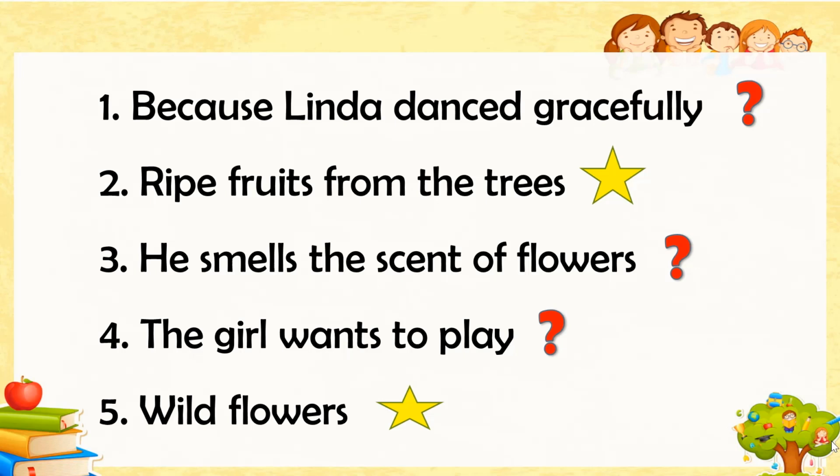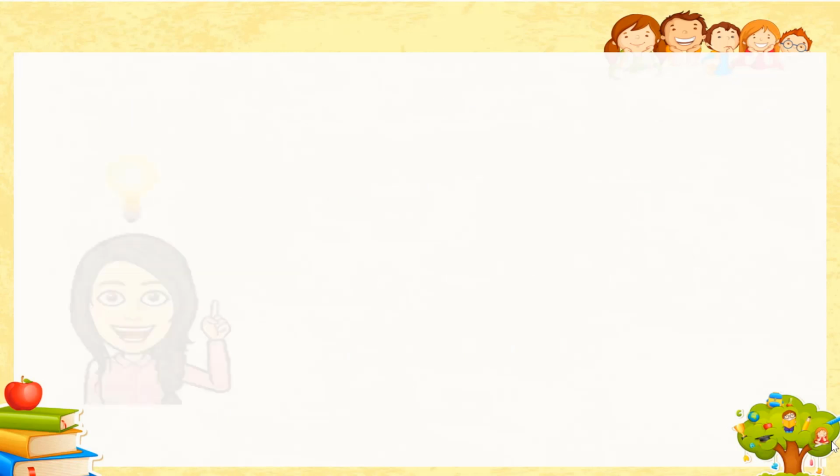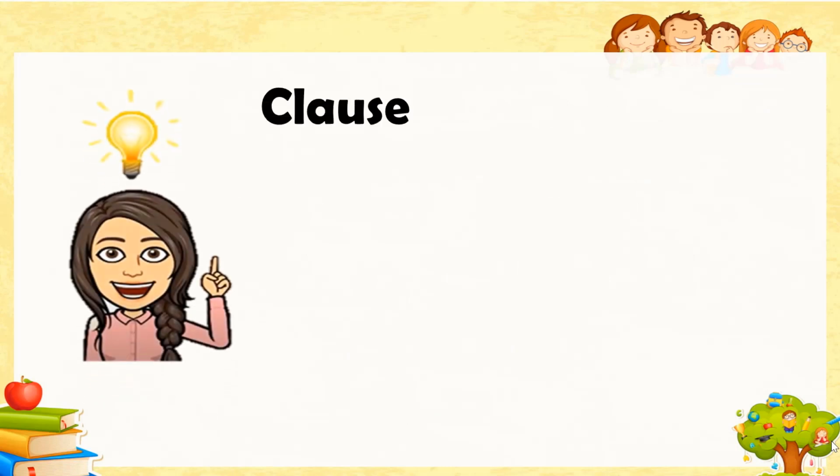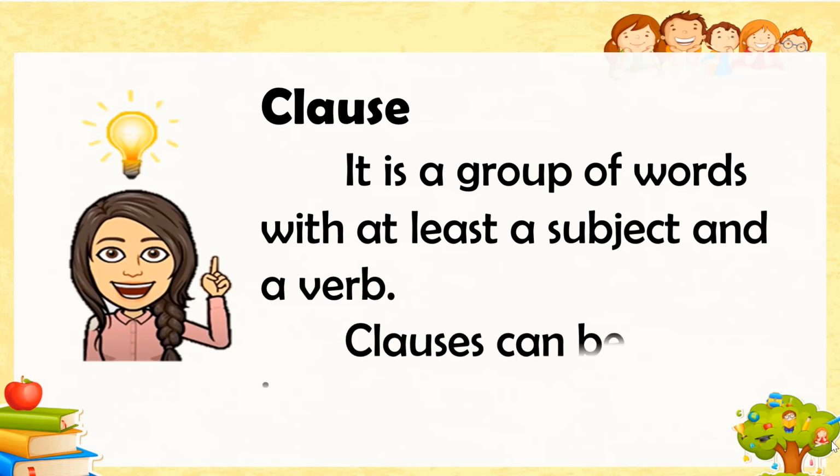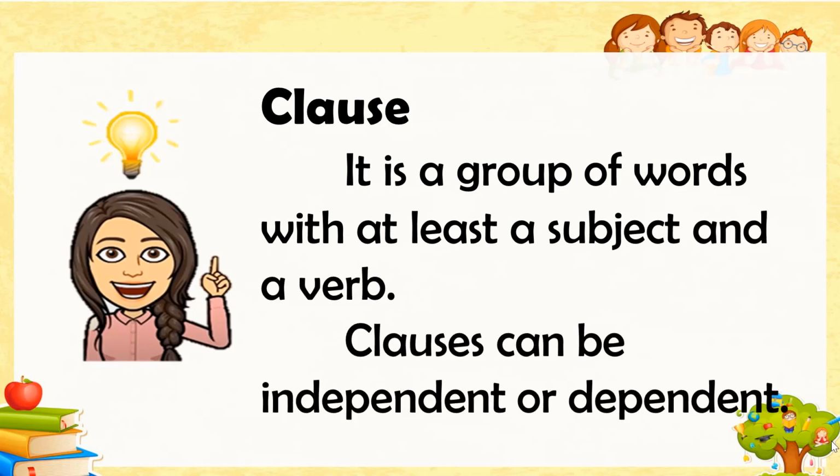Great job! Now, look closely to those items with question mark. What have you observed about them? Excellent! As we have mentioned earlier, these items have a subject and a verb. Some of them can express a complete thought, but others don't. So how do we call them? Very good! They are examples of clauses. Do you know what a clause is? A clause is a group of words with at least a subject and a verb. They can be dependent or independent.